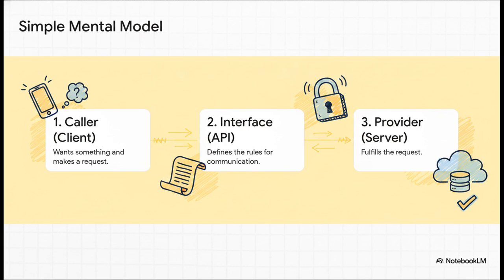So, at its very core, every single API interaction has these three main players. First, you've got the caller, or the client. That's your phone app, and it wants something. Then you have the provider, or the server, which has the data or the function that the client wants. And sitting right in the middle is the API. It's the interface that lays out all the rules of engagement. The beautiful part is your app doesn't need to know how the server does its job. It just needs to know how to speak the language defined in that API contract.